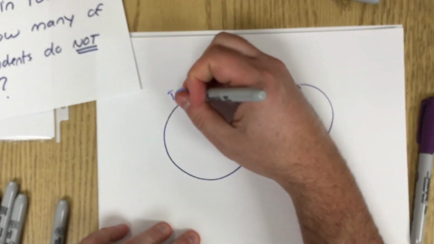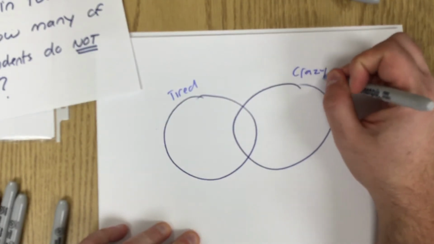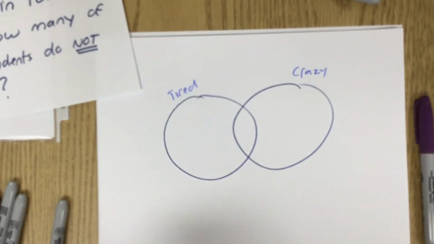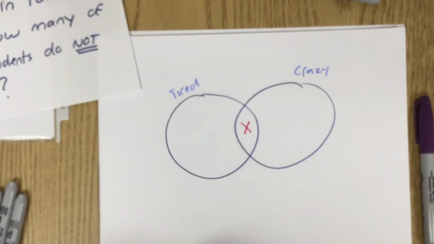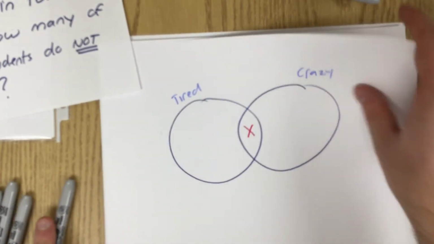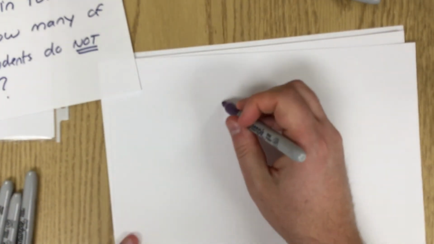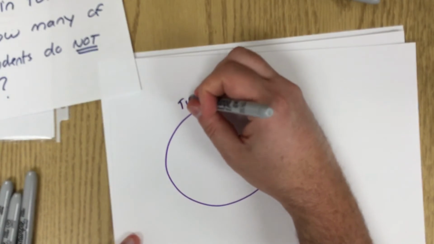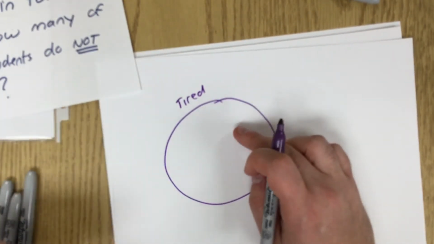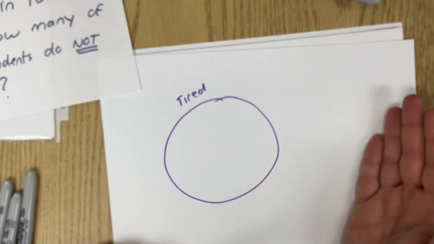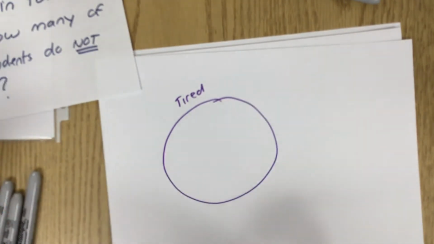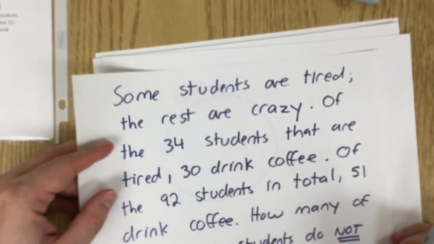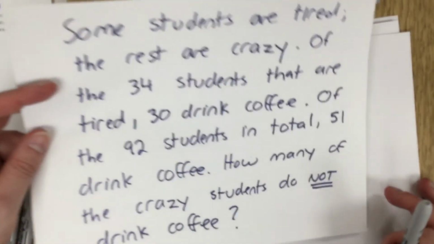So it might be tempting to go tired, crazy, but that's not really a thing. According to the problem, nobody is tired and crazy. So there's nothing here. So this is not the way to do it. The way we're going to do it instead is we're just going to make one circle, and I'm going to call this circle tired. If you're in the tired circle, you're tired. And if you're not in the tired circle, then you're crazy. Because some students are tired and the rest are crazy.